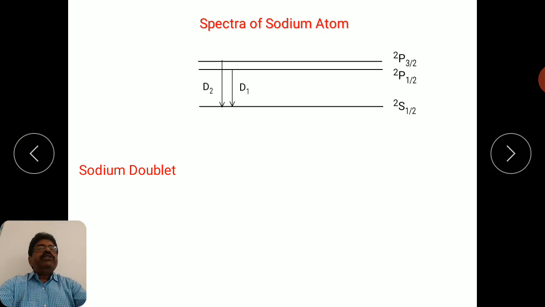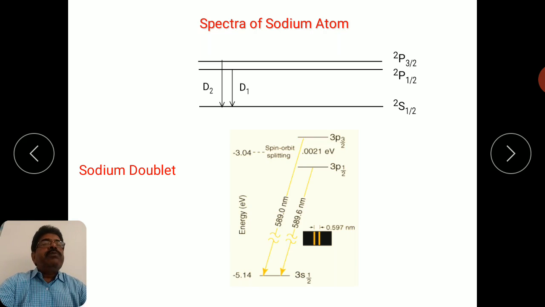Now for the D2 transition, the energy difference is higher, so the wavelength will be lower. The photon given out will be of lower wavelength. And for D1, the energy difference between the two levels is lower as compared to the D2 transition, so the wavelength will be slightly higher. But the energy difference between these two spectral terms, doublet P 3/2 and 1/2, is too small. Therefore, the wavelength difference between D2 and D1, the two lines given by these two transitions, will be very small. That is what I want to represent here, the sodium doublet.